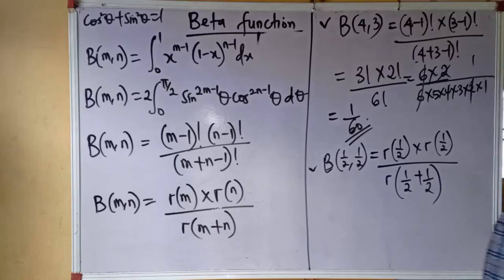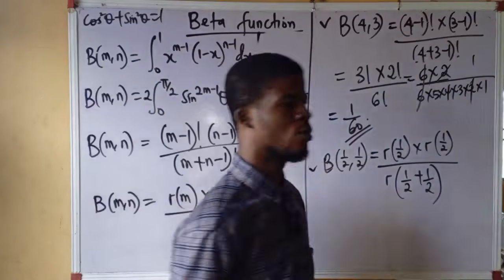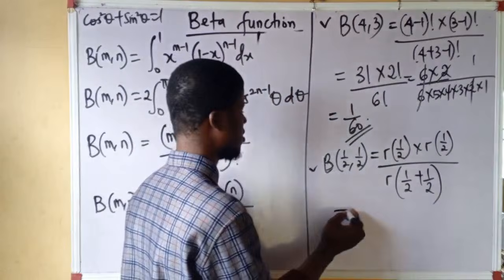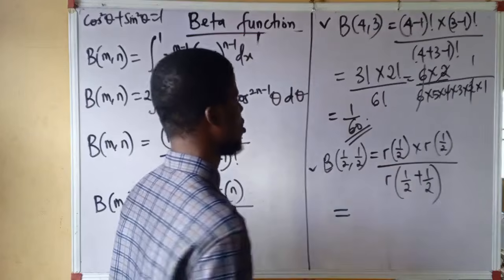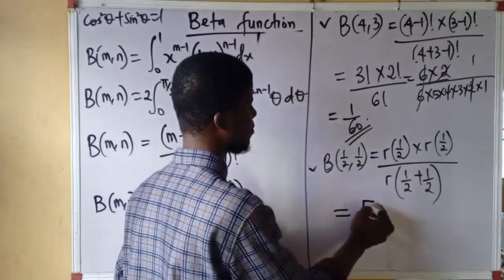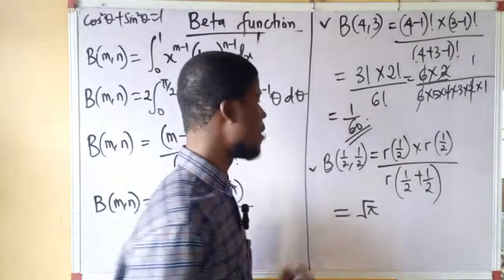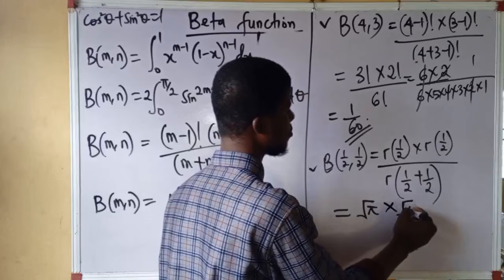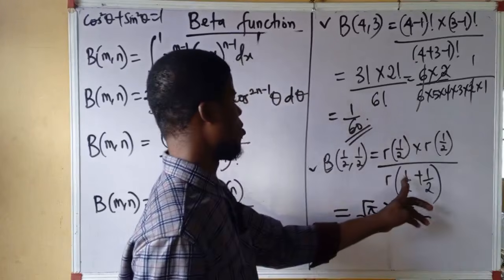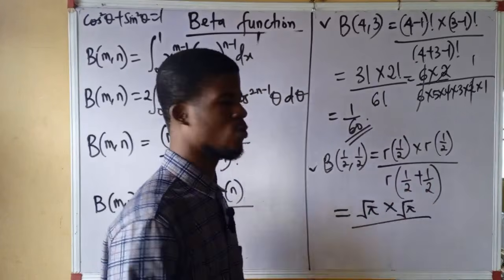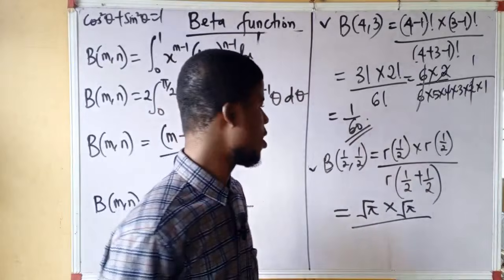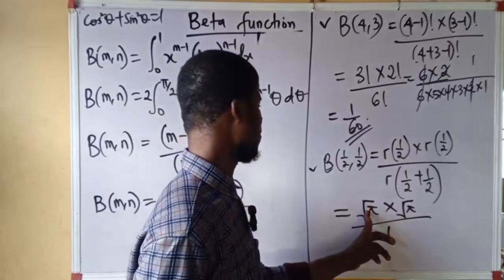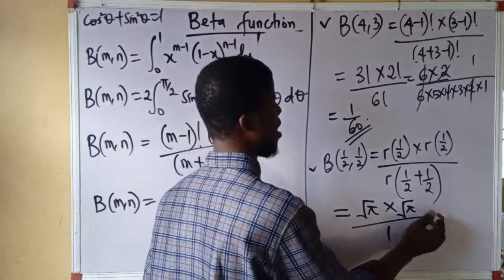In the video on gamma function part 1, I said that the gamma function of 1 over 2 is the square root of pi. Gamma of 1 over 2 is the square root of pi. The same thing here, the square root of pi. 1 over 2 plus 1 over 2 is 1, and the gamma of 1 is 1. So the square root of pi times the square root of pi is pi itself.